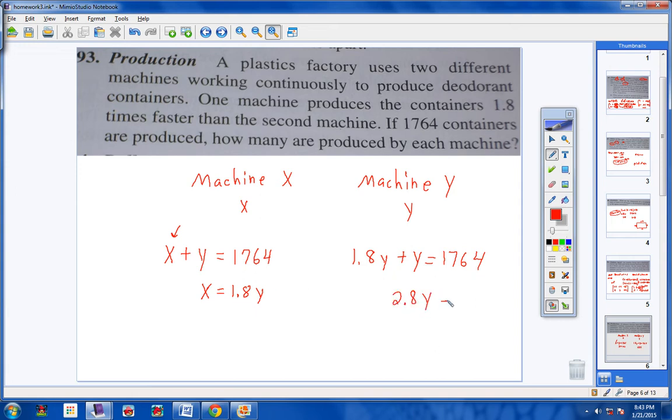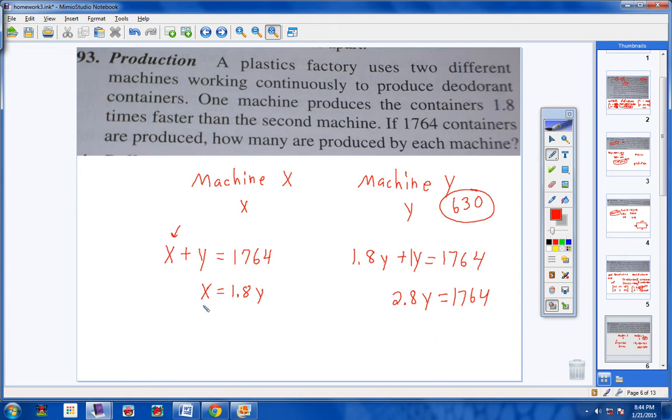2.8y equals 1764 because 1.8 plus 1 is 2.8. Now I'm going to grab my calculator. 1764 divided by 2.8 is going to give me 630. So, machine Y produces 630.